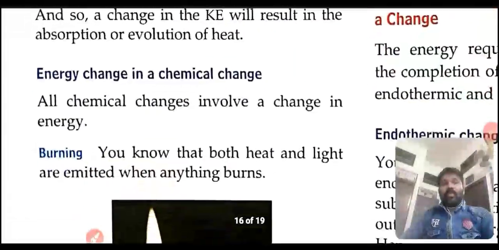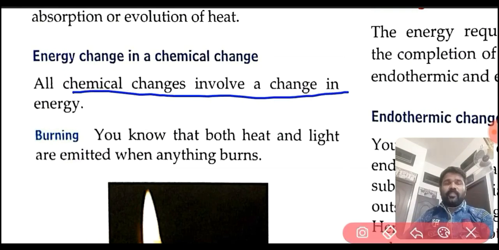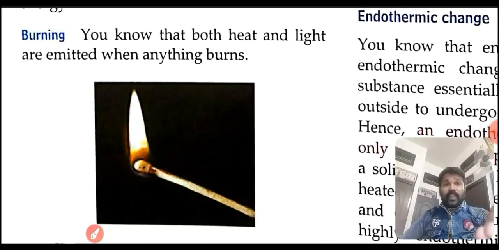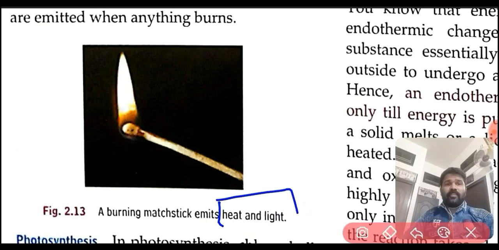Okay. Now we are going to discuss energy change in a chemical change. All chemical changes involve a change in energy. First one, burning. You know that both heat and light are emitted when anything burns. Here it shows burning a matchstick. In this case, both heat and light are emitted.